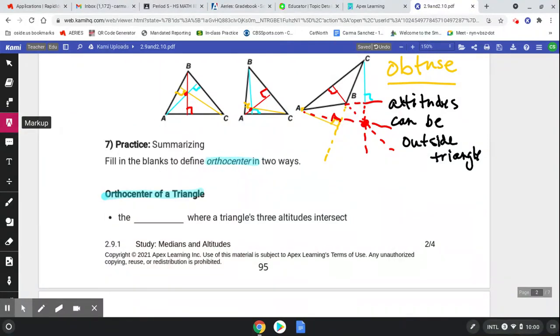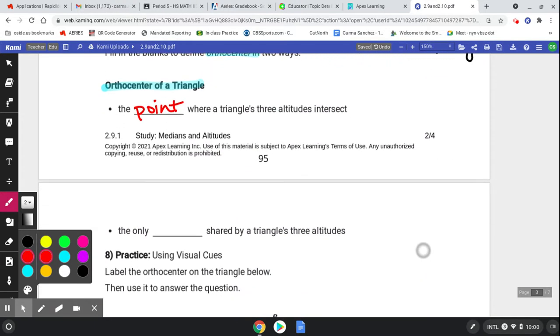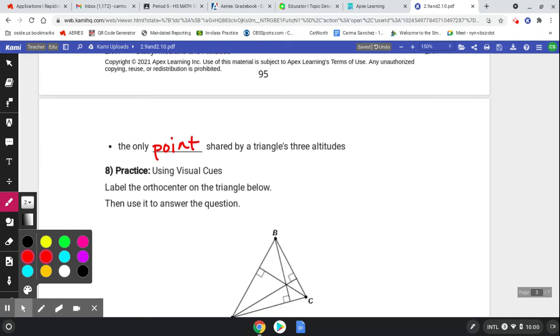And the orthocenter is the point where a triangle's three altitudes touch. This is the only point shared by a triangle's three altitudes. So an orthocenter is the point of intersection of the altitudes. A centroid is the point of intersection of your medians. So we've got 4 new vocabulary words we have to become familiar with before this apex quiz.